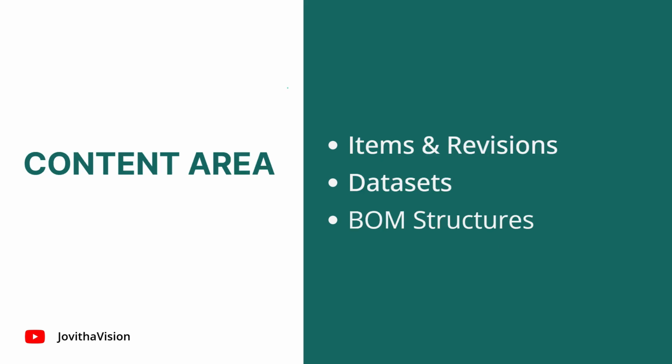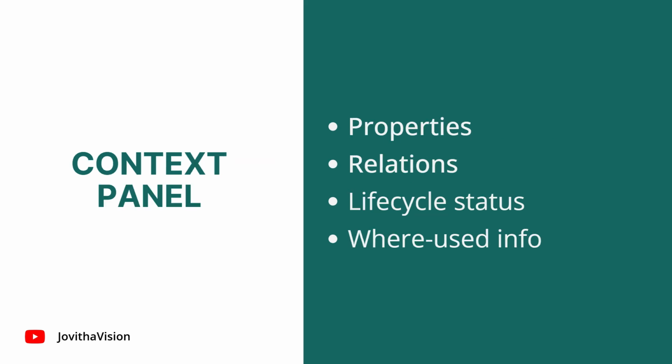Third is the content area. This is the main working space where you see items, revisions, BOM structures, and datasets. Finally, there is the context or information panel. This shows details like properties, relations, life cycle status, and where used information.